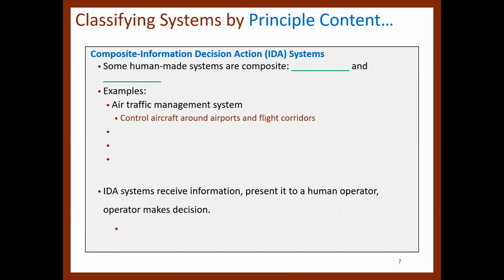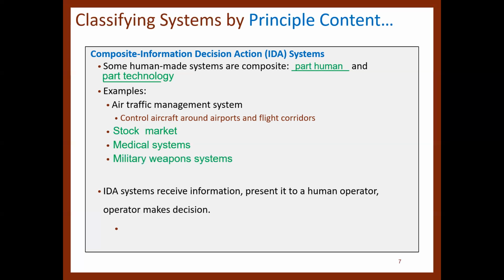Continuing with the principal content, the composite information decision action, or IDA, systems. These are some human-made systems that are composite. They're part human and part technology. Some examples include air traffic management, which controls the aircraft around airports and flight corridors. Also, the stock market. There are multiple medical systems that are part human and part technology, and also military weapon systems.